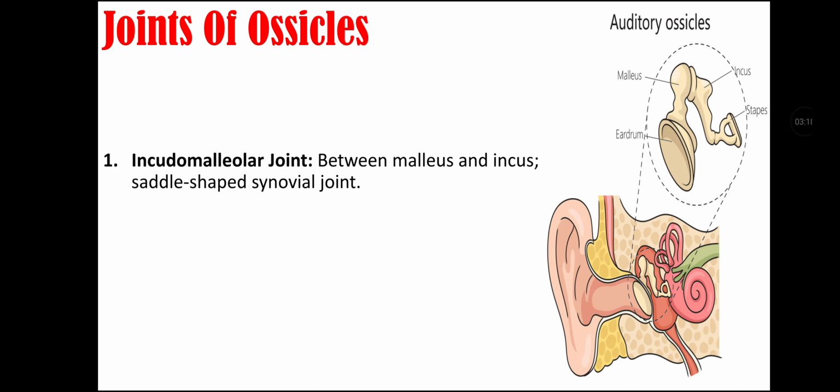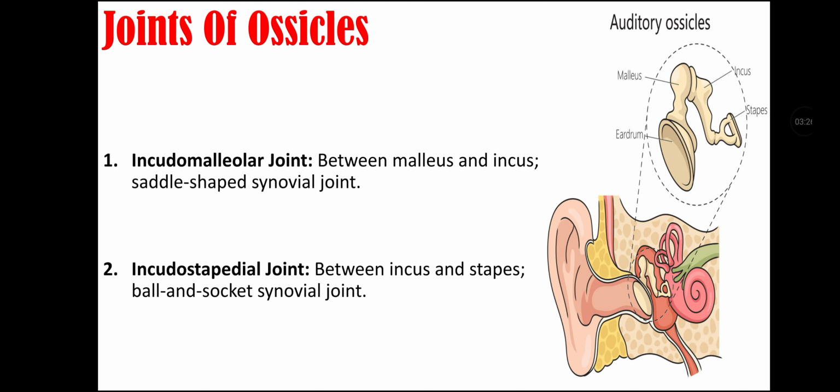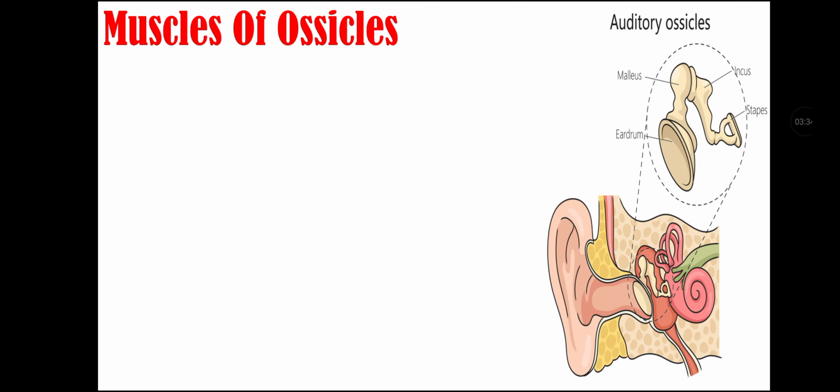Joints of ossicles. First is the incudomalleolar joint that is present between the malleus and incus, and it is a saddle-shaped synovial joint. Second joint is the incudostapedial joint that is present between the incus and stapes, and it is a ball and socket synovial joint.